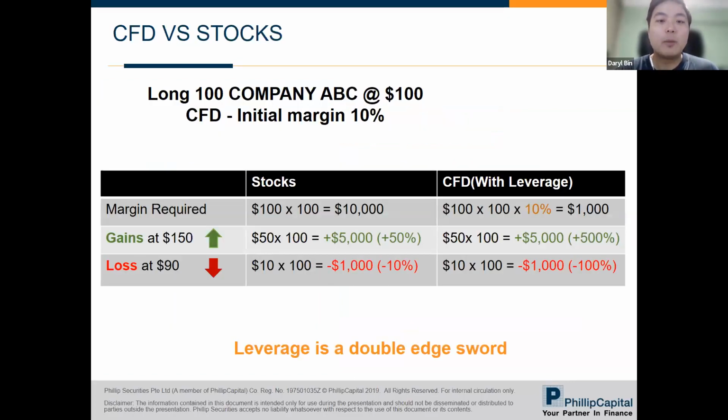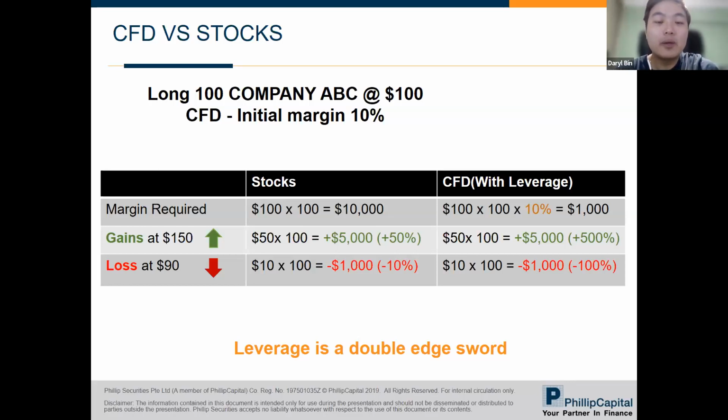Okay, so let us compare in terms of money. Let's just say I want to long 100 company ABC at $100. For the discounter, the initial margin required is 10%. So for stocks, in order for you to hold 100 at $100, you will need $10,000. However, using leverage with CFD, you only need $1,000. So using this $1,000, we will be able to gain exposure of a 10,000 contract value.